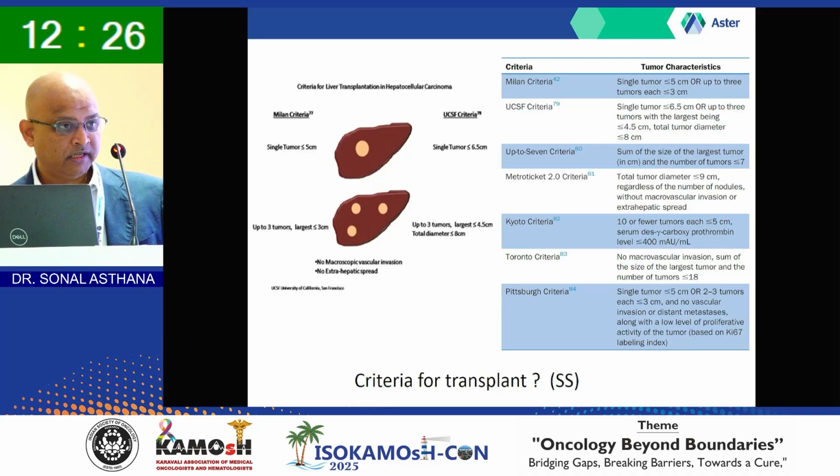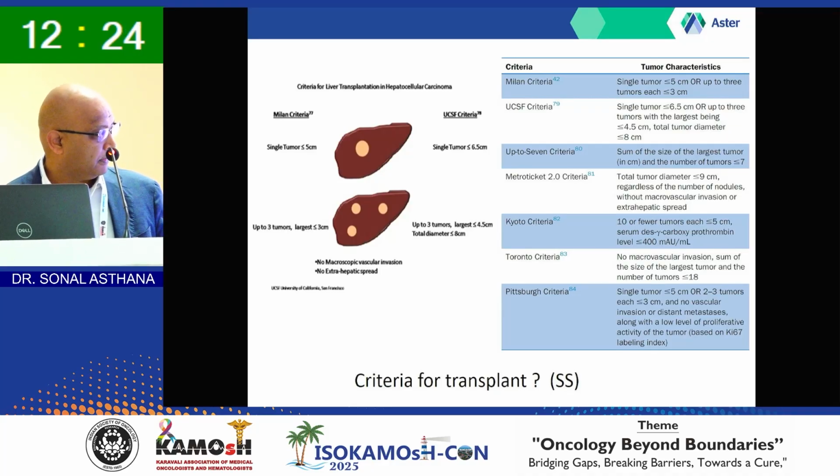Sure. So Dr. Ashwin in his earlier talk had spoken a little bit about the Milan criteria. Would you like to speak a little bit about the other criteria that we use? Yeah, absolutely. From the criteria point of view, most of the centers now follow the UCSF criteria. The UCSF would basically mean that if you have one tumor, the tumor diameter should be less than 6.5, or you have up to 3 tumor nodules, the largest should be less than 4.5, but the total tumor diameter should be less than 8.